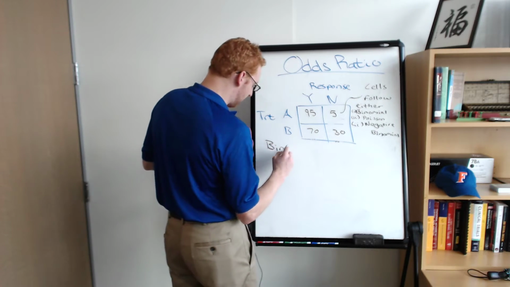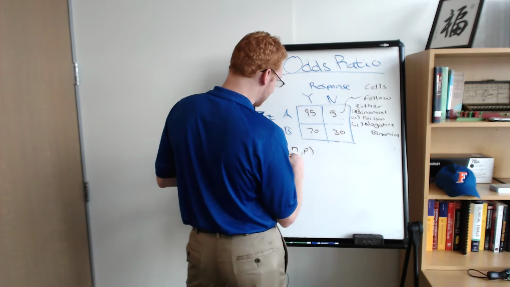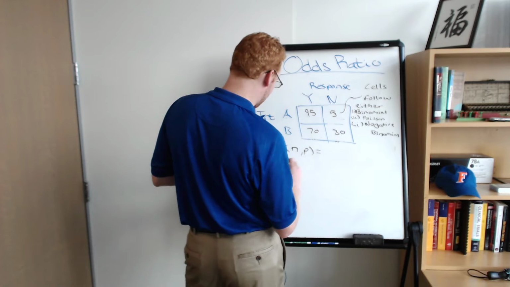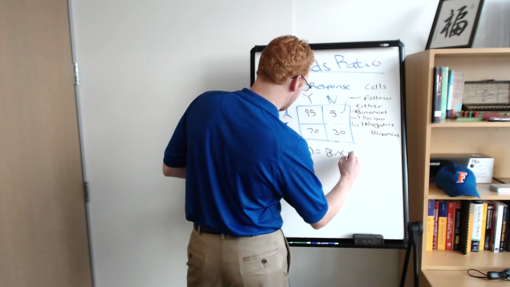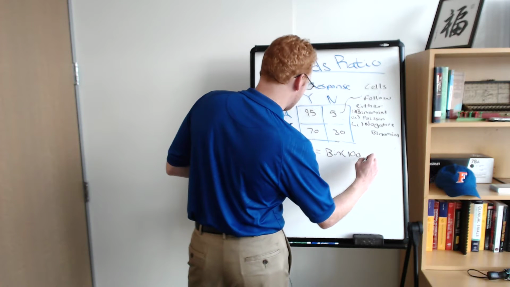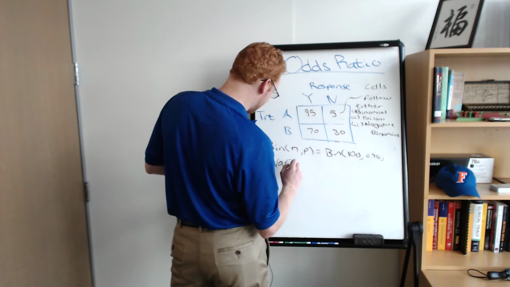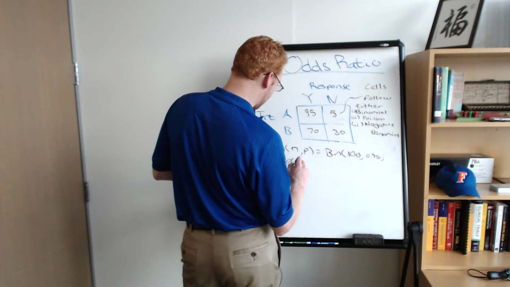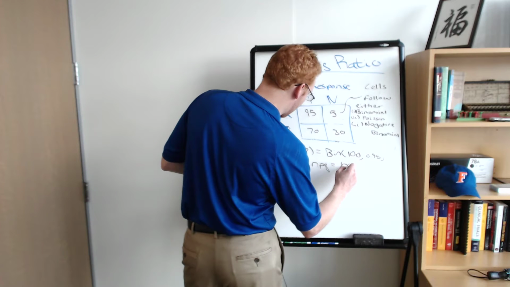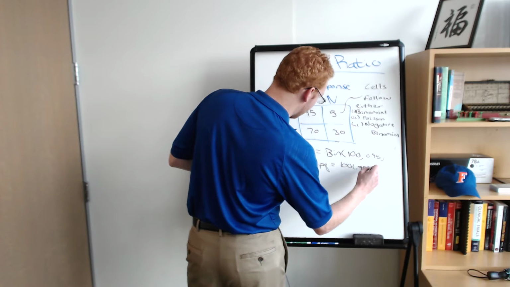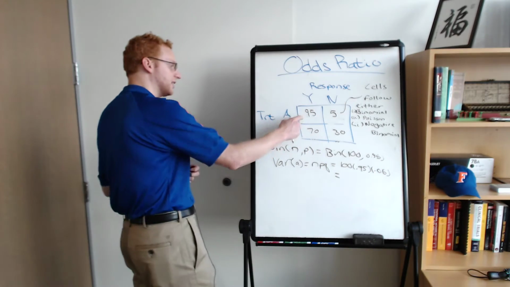So in binomial of n, p, p is a probability, n is the cell count. In that case, for cell A, it would be binomial of 195, .95. Then the variance of cell A would be npq, which would be 100 times .95 times .05. You can calculate that, and this cell has a variance.